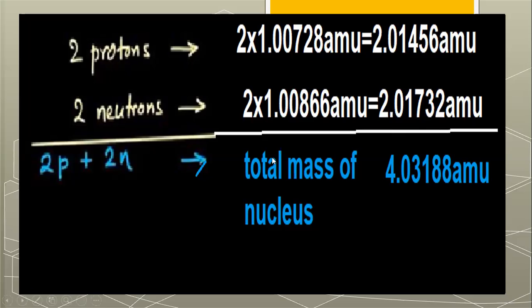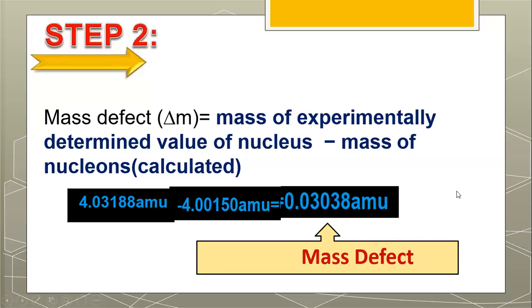2.01732 AMU. It means the total mass of the helium nucleus will be equal to the mass of 2 protons plus 2 neutrons, so by addition of these two values, it comes out to be 4.03188 AMU.